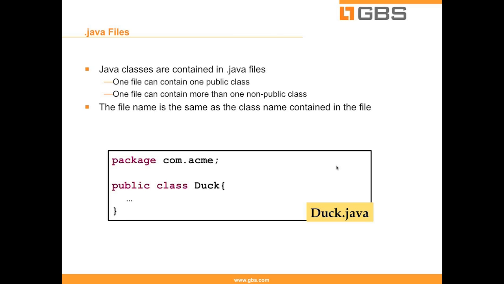The construct of a class, typically you're going to put it inside of a package. The file name has to be the same name as the class name contained in the file itself. So if I have a file called duck.java, then I have to define public class duck. If I don't, then the compiler is actually going to complain.